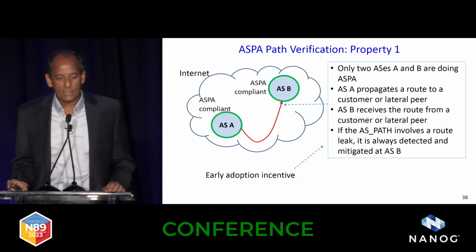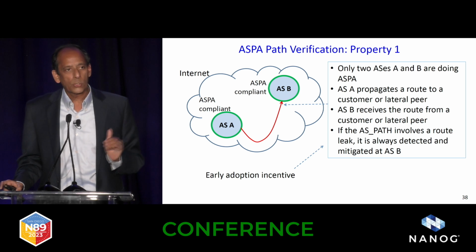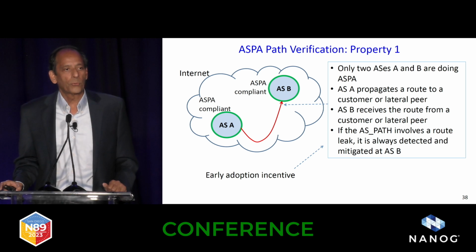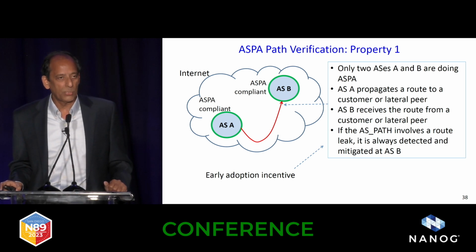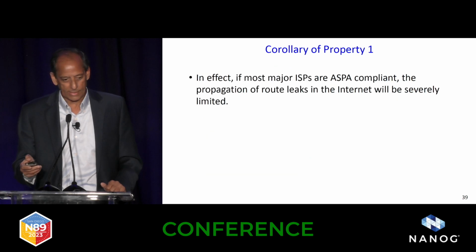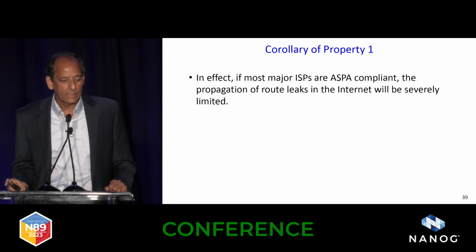So property 1: let's say that only 2 ASs are doing ASPA in the entire internet, ASA and ASB. If a route propagates from ASA and goes towards a customer or a lateral peer, and then it is leaked somewhere along the path and it is received at ASB from a customer or a lateral peer, ASB is always able to detect the route leak. So that's a pretty good early adoption incentive. A corollary of that is that if most major ISPs are ASPA compliant, the propagation of route leaks in the internet will be severely limited.